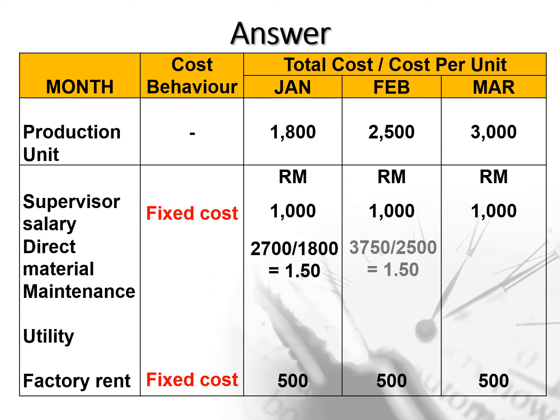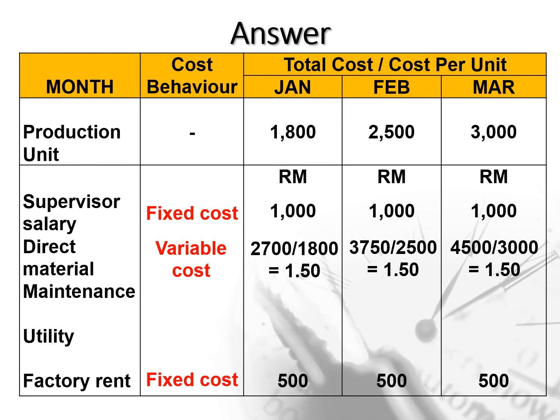In February, RM3,750 divided by 2,500 units equals RM1.50. In March, RM4,500 divided by 3,000 units equals RM1.50. Now, you can see that the cost per unit is constant. That is RM1.50 at each production unit. So, direct material is variable cost.